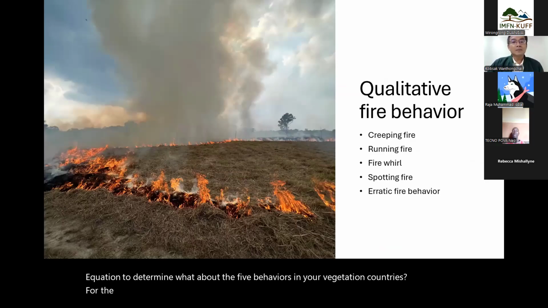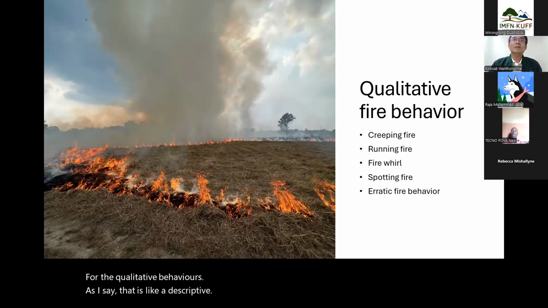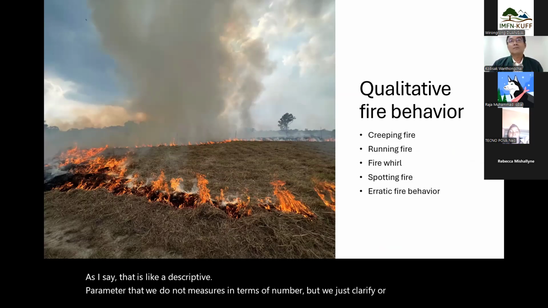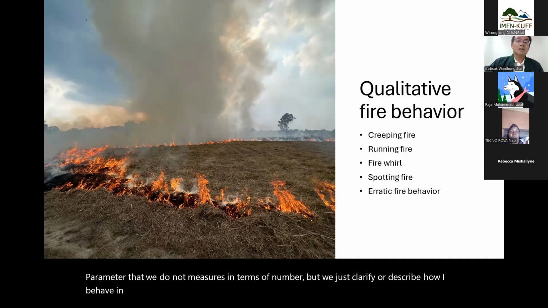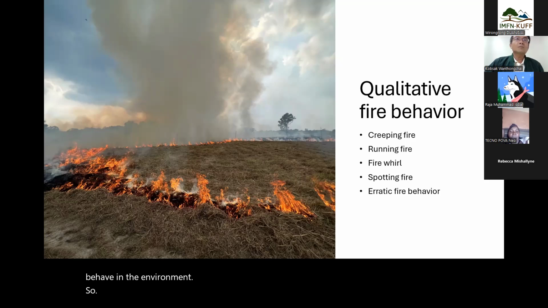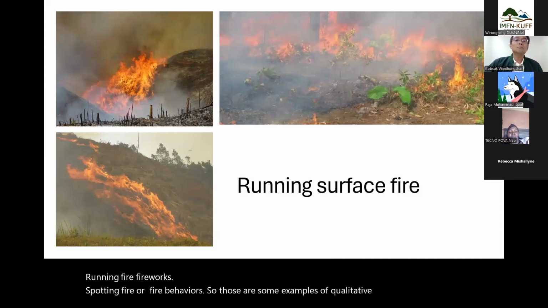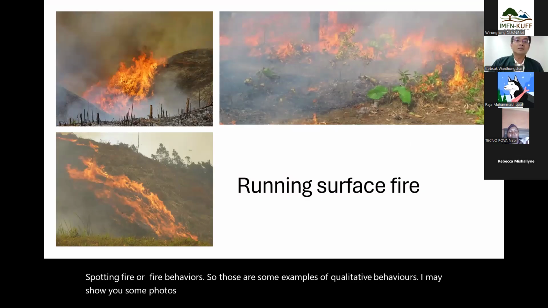For qualitative fire behavior, as I said, it is a descriptive parameter that we do not measure in terms of numbers, but we just classify or describe how fire behaves in the environment. Most of the qualitative fire behaviors that we may know are the creeping fire, running fire, fire whirl, spotting fire, or erratic fire behavior. Those are some examples of qualitative fire behavior. I may show you some photos of these.